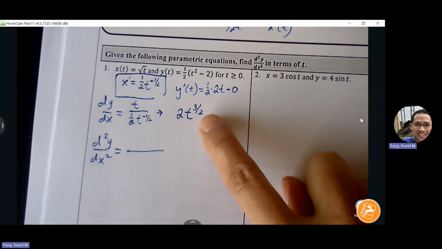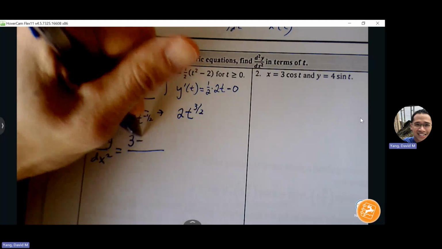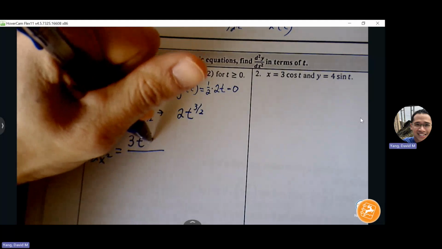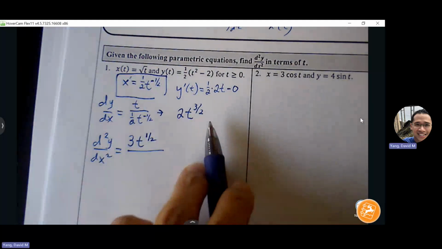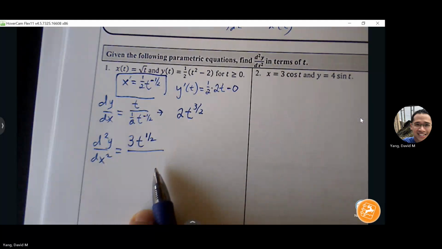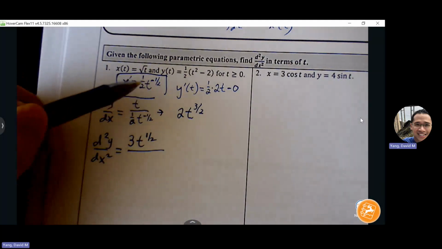Not quite 4/3, but yeah, so you have the right idea. We got to bring that 3/2 down. Okay, so 3t to the 1/2, divided by what? Yeah, this x prime. This is the piece that feels strange. Like, why do we need to do this?